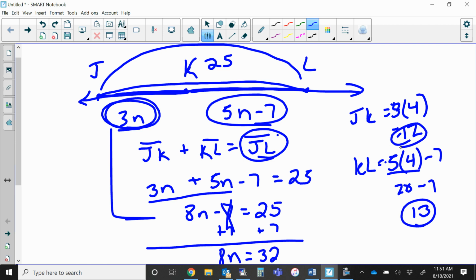How could you have gotten 13 differently than the way I just did it? What if you knew this was 12? How could you figure out this was 13 without plugging it in? Yeah, if you know this whole thing is 25 and you know this part is 12, you know this has to be 13 because 13 plus 12 gives you the full 25 you needed. I don't care which way you would use to get the KL. Does that make sense to you?